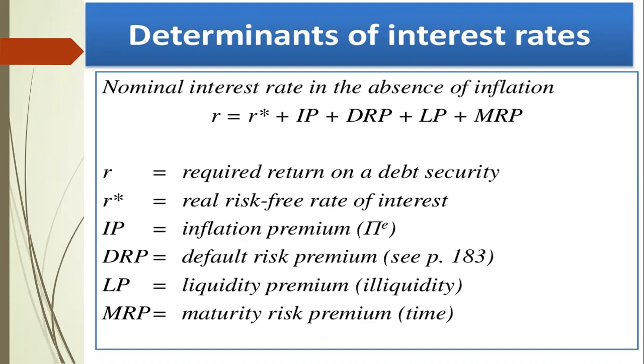In this, if there is any total non-payment or partial non-payment of interest or even principal, that has to be taken for calculation. And the next is the liquidity premium. It talks about the liquidity in the market. And next is MRP, that is maturity risk premium.